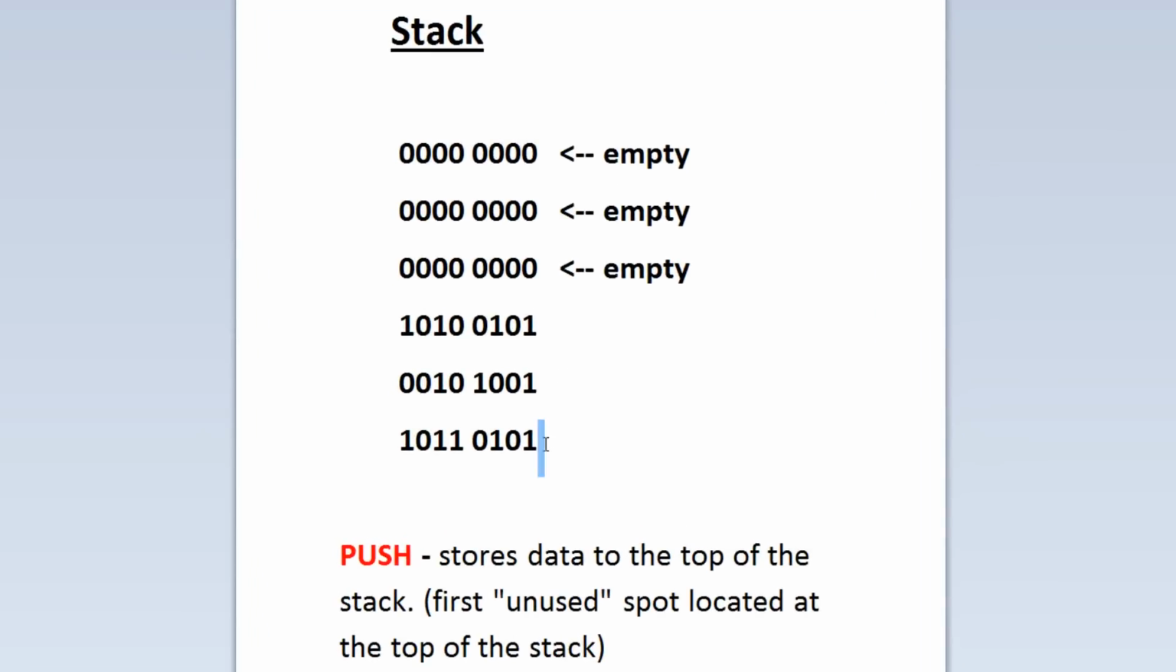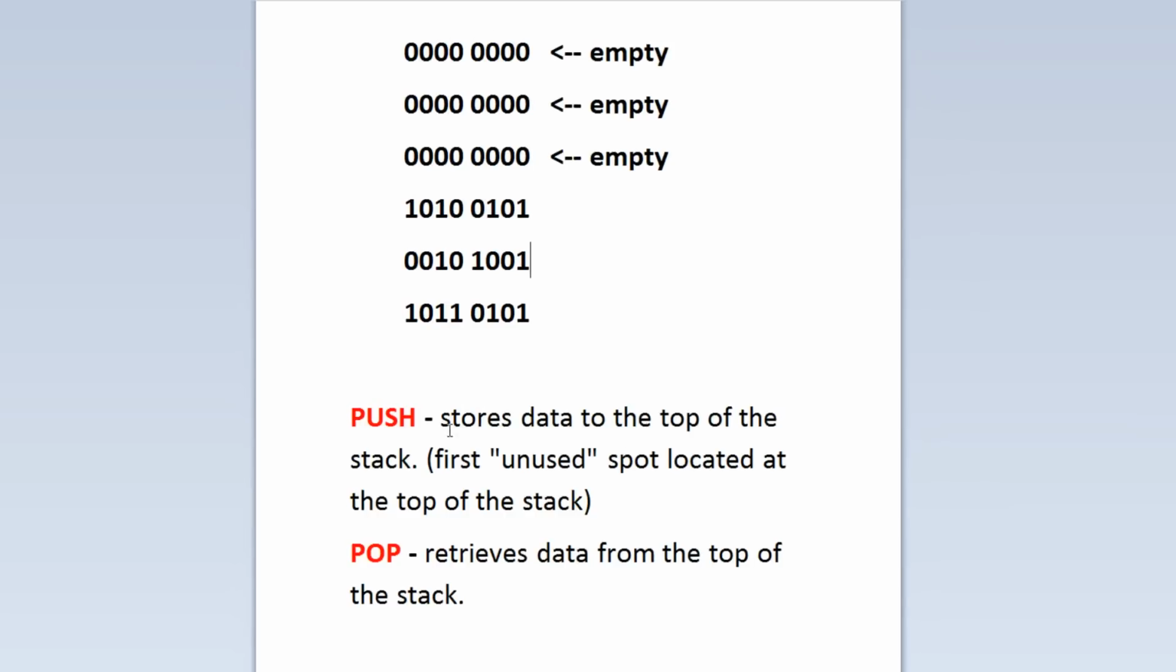Now over here I have a stack, right? This is a memory stack. Let's first talk about push. When we use the push instruction, it stores the data on the top of the stack. It goes all the way on the top and it looks for the first unused memory address on the top of the stack, right? So it'll go all the way on top and look for the first empty spot, which would be this. Let's say I use the push instruction right now down here.